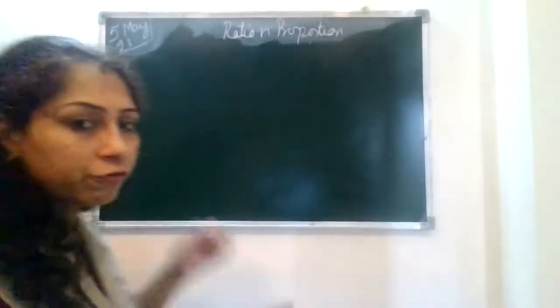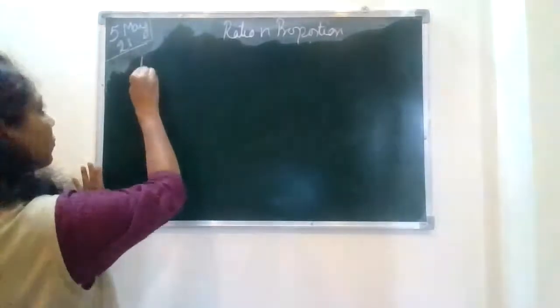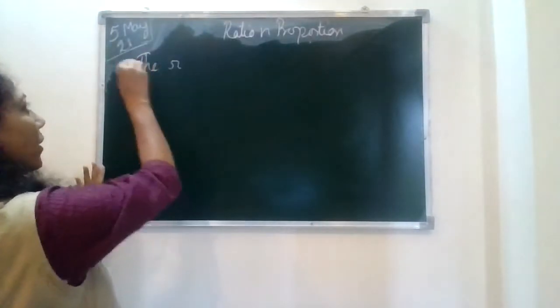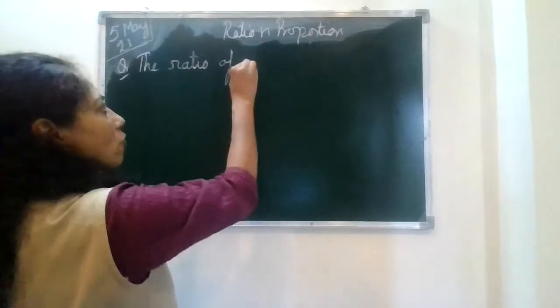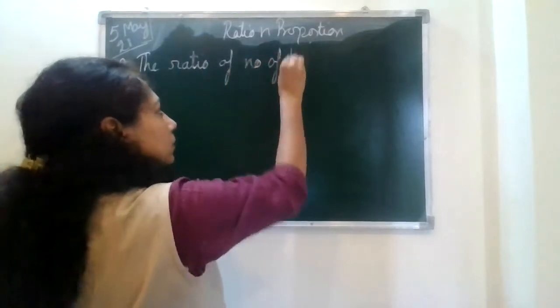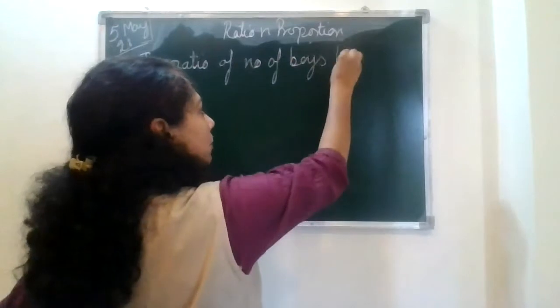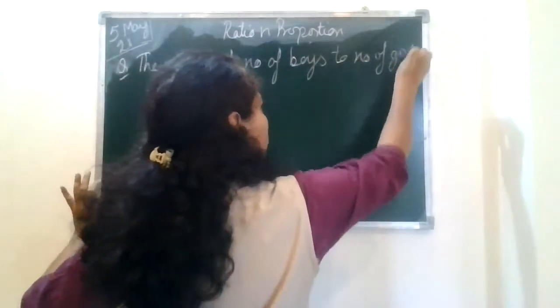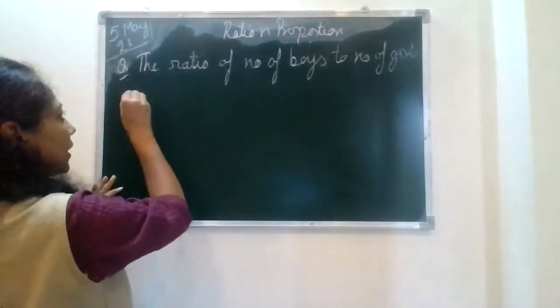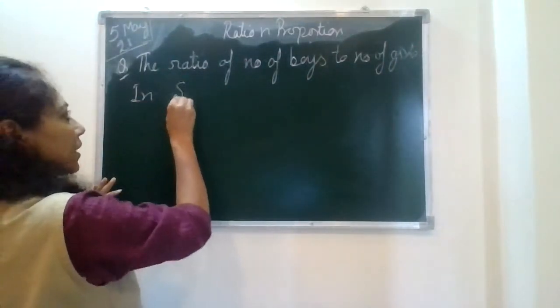The ratio of number of boys to number of girls in two states, in state A.